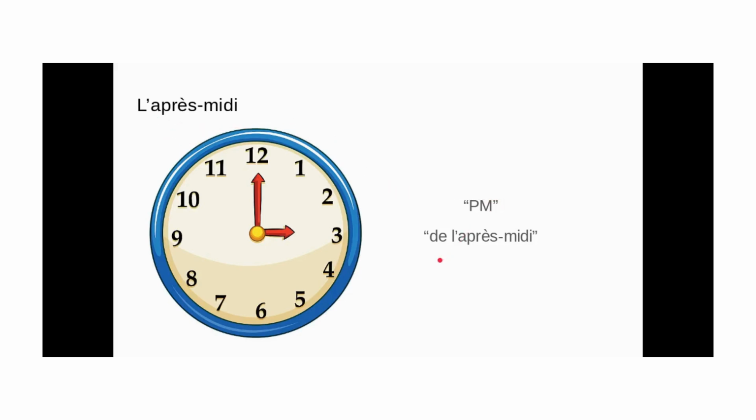L'après-midi. PM, de l'après-midi. S'il est l'après-midi, tu dis il est 3 heures de l'après-midi. So for the afternoon, l'après-midi.